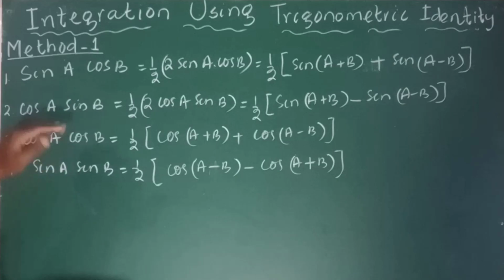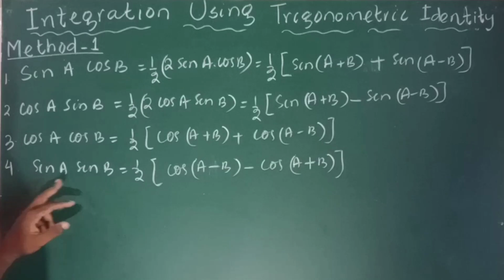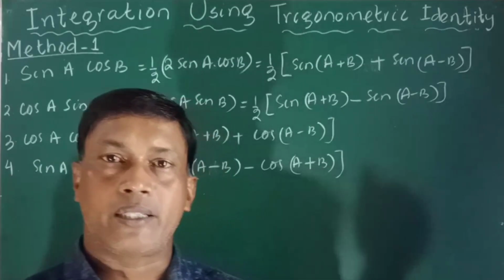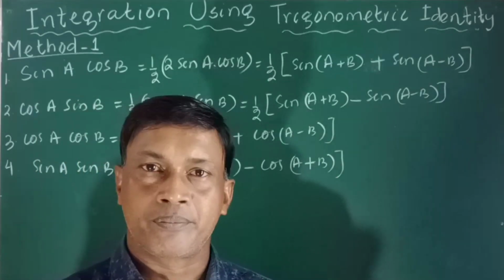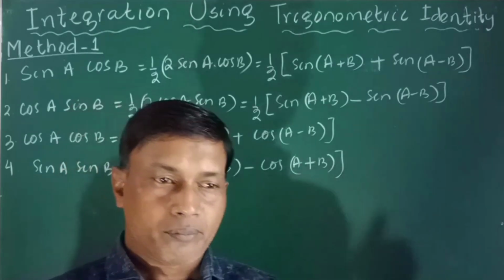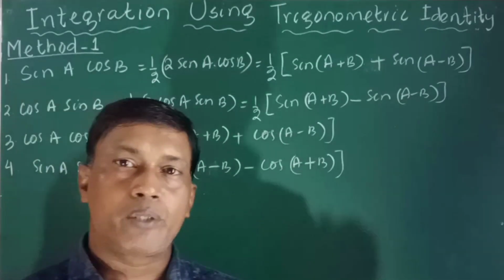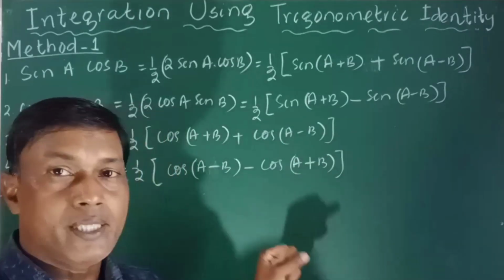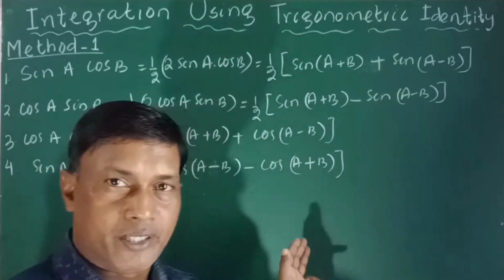Then similarly, cos A into cos B is half of cos(A plus B) plus cos(A minus B). Sin A into sin B is half of cos(A minus B) minus cos(A plus B). These four formulas you have already learned in trigonometry, and they also play a vital role in integration. Different types of problems are solved by these formulas, and by applying them many integration problems can be solved. So you have to learn this first.